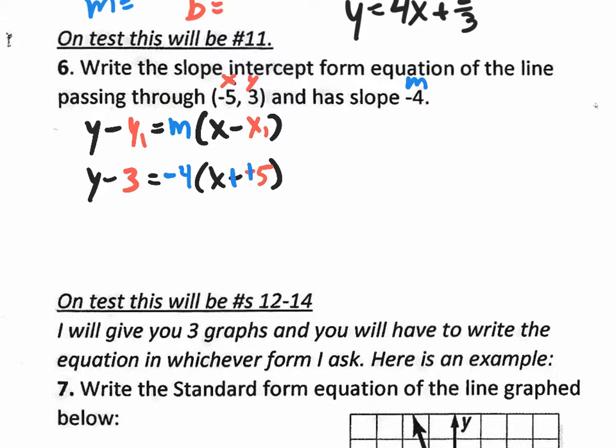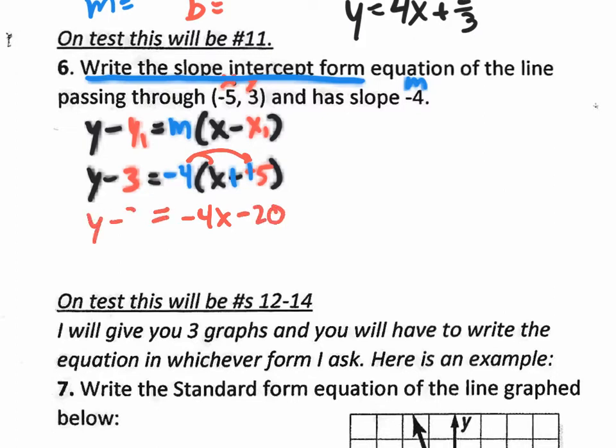So that's point slope form, but notice that the instructions say write it in slope intercept form. Okay, so you don't want it in point slope, you want slope intercept. You want y by itself. You want y equals mx plus b. So you have to change the way this looks. You're going to distribute the -4. Now when you distribute, -4 times x is -4x. -4 times 5 is -20. Bring down the equal sign.